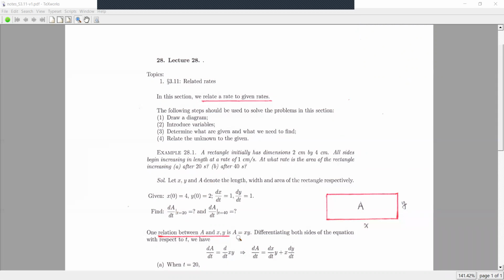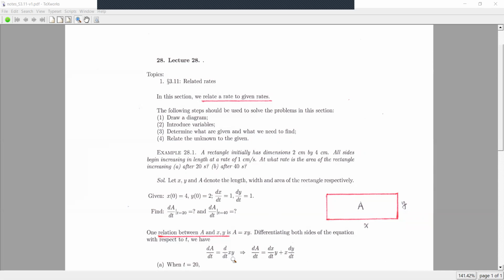Now, take the derivative with respect to the time t on both sides of this equation. Then I have this equation. About this derivative, the function is a product. Please note that x, the length of the rectangle, depends on the time t. So x is a function of the time t. y, the width of the rectangle, depends on the time t. y is a function of time t.